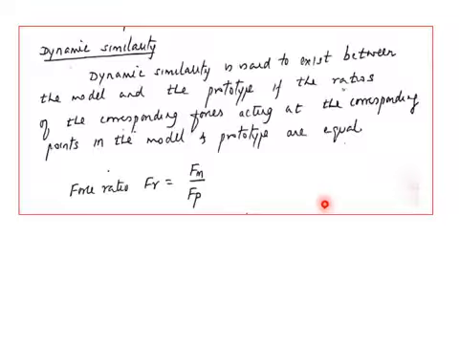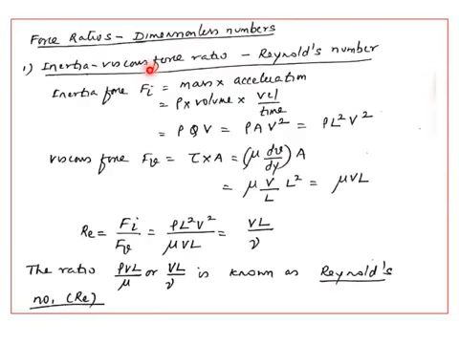Then dynamic similarity is said to exist between the model and prototype if the ratios of the corresponding forces at the corresponding points in the model and prototype are the same. So therefore, if you take the ratios of the forces in the model to the force in the prototype at the corresponding points, if they are equal, then it is known as dynamic similarity. So if we have some dimensionless number, for example, the ratio of inertia to viscous force, known as the Reynolds number. So what is inertia force?